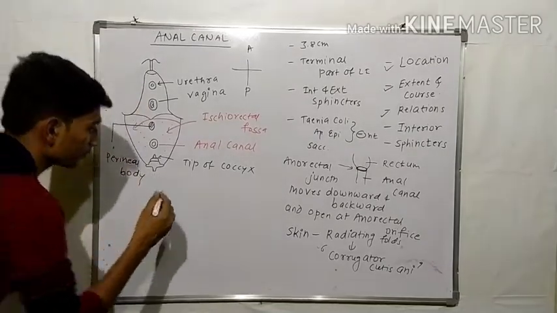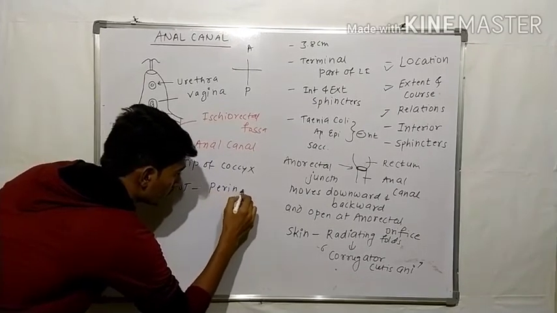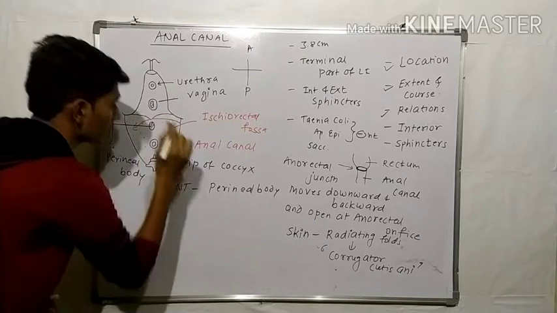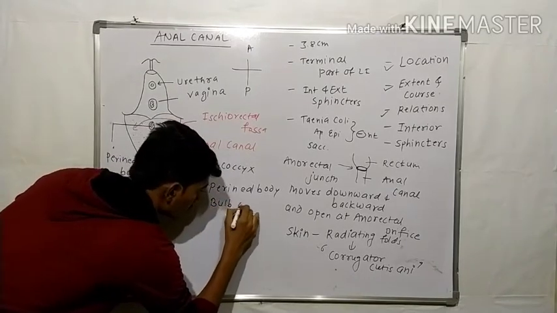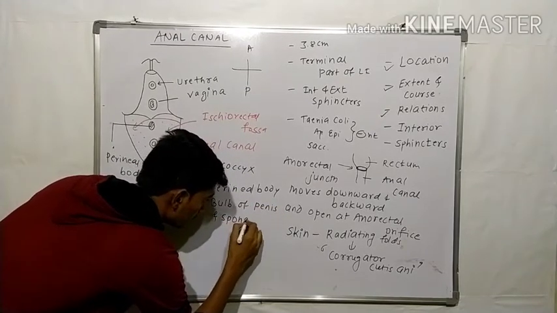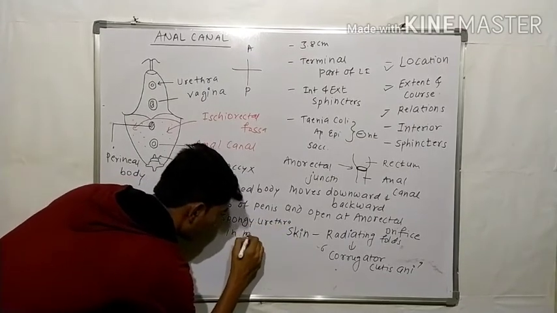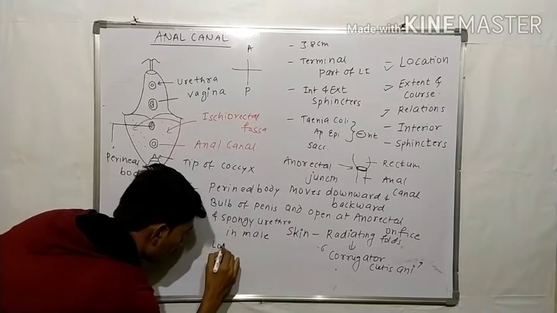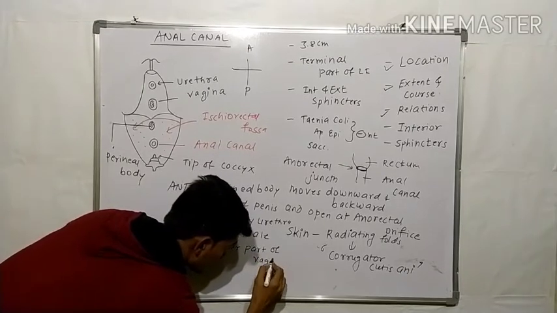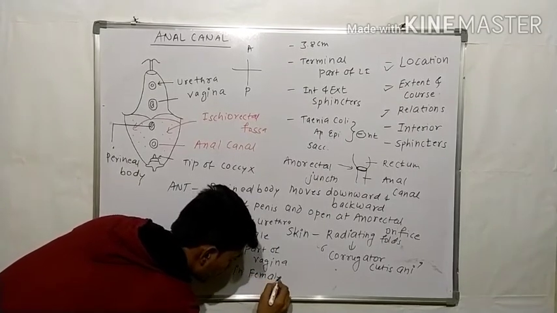I will write this: anteriorly, perineal body, bulb of penis and spongy urethra in male, and lower part of vagina in female.